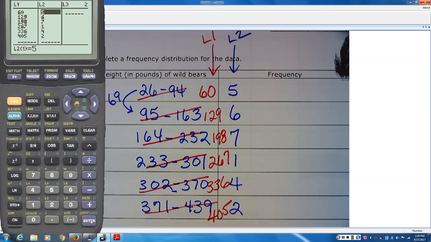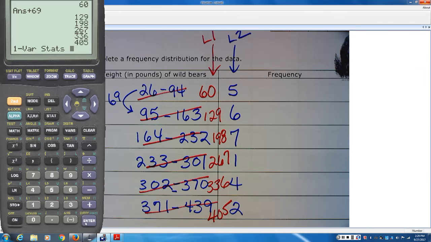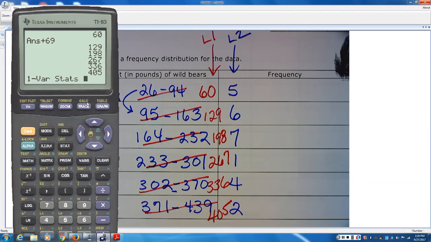Now we're going to calculate one variable statistics. Now here's what's important. If I calculate one variable statistics and I just hit enter right now, what's going to happen? List 1 will be the only one that's there. List 2 won't be there. Does that matter? Yes, it matters a lot.